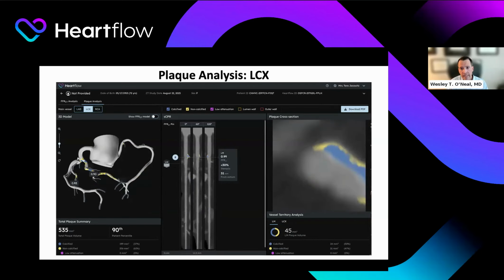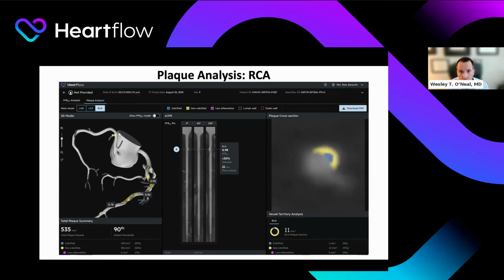This shows the circumflex. Again, you can scroll through the vessel, see where it is. Again, mainly the plaque was in the left main for this patient, but you can scroll through the vessel and see where any plaque potentially is by vessel. And then this just shows the RCA as well. Again, you can scroll through, you're able to see that. And Dr. Parikh will show that in a more meaningful way later on in the webinar.